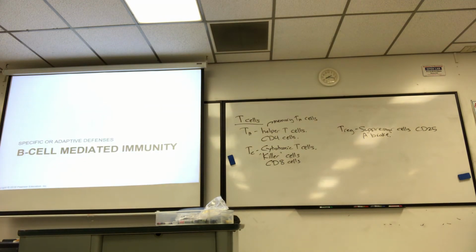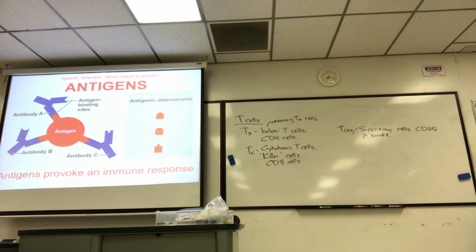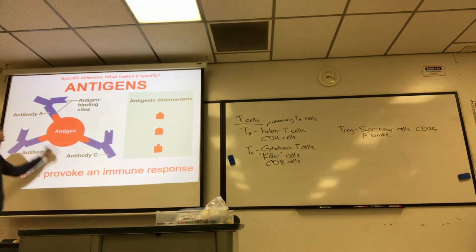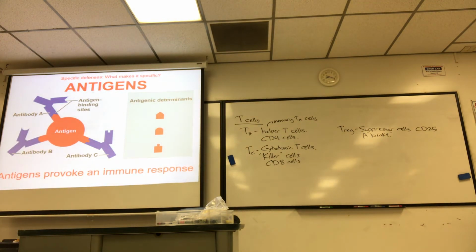I want to first talk about B cell mediated immunity. So these two major groups, think of the B cells as one arm of these adaptive defenses, the antibody cells. And think of the T cells, these killer cells, these T helper cells, as kind of like the other arm of adaptive immunity. The B cell mediated immunity, well, they both require antigen exposure. And so the red represents the bacterium presenting different antigens. So these shapes represent the antigenic determinants. And like I've been saying, specific defenses, what makes it specific?